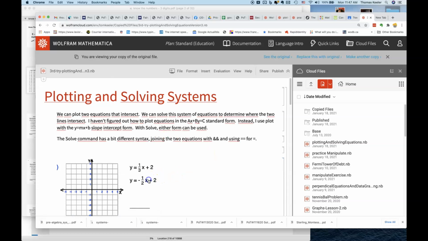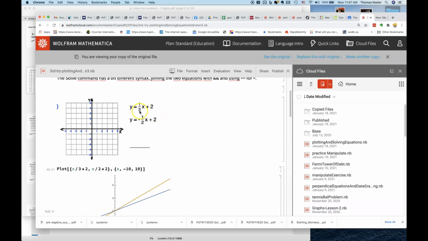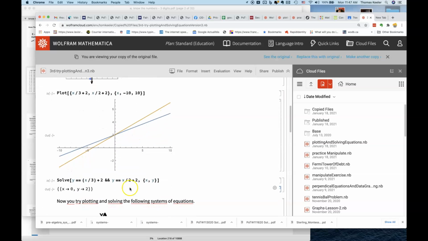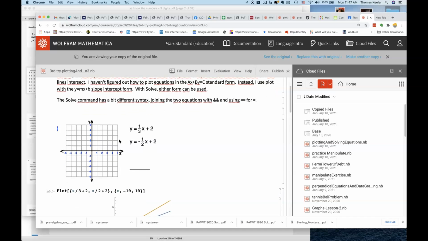Okay, so we've been learning how to solve systems with equations like this. When you look at it, you say, oh, it must go through the point 0, 2. And we see in the graph that it does. And then in the solve, we see that we get that point 0, 2 since they both go through there. Okay, so let's see how we did that.